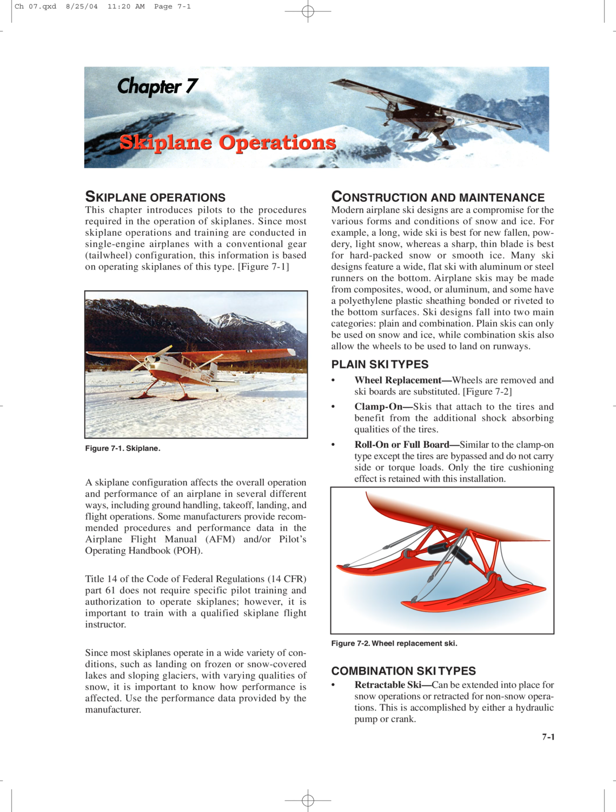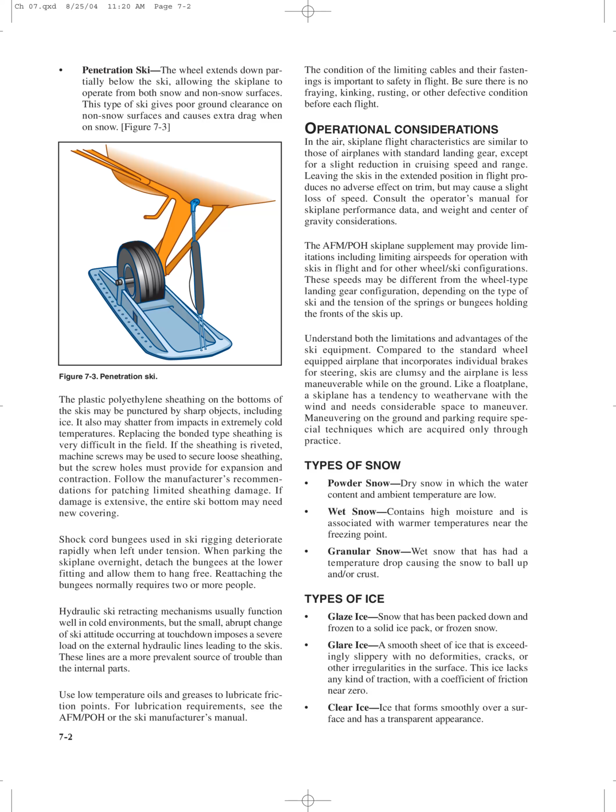Combination ski types: retractable ski, can be extended into place for snow operations or retracted for non-snow operations. This is accomplished by either a hydraulic pump or crank. Penetration ski: the wheel extends down partially below the ski, allowing the skiplane to operate from both snow and non-snow surfaces. This type of ski gives poor ground clearance on non-snow surfaces and causes extra drag when on snow.